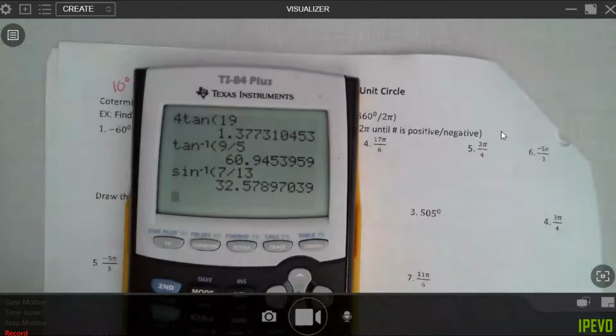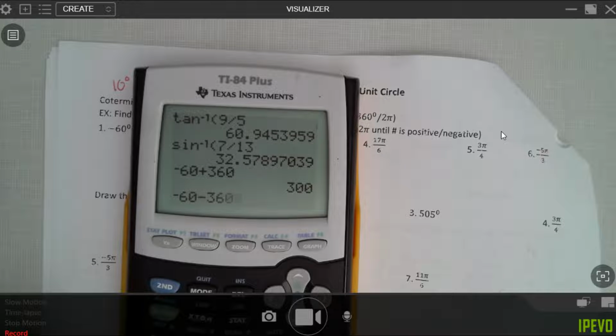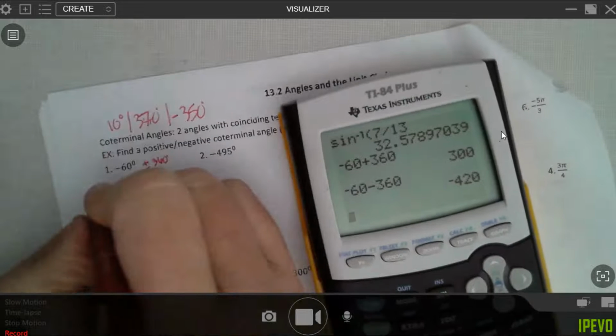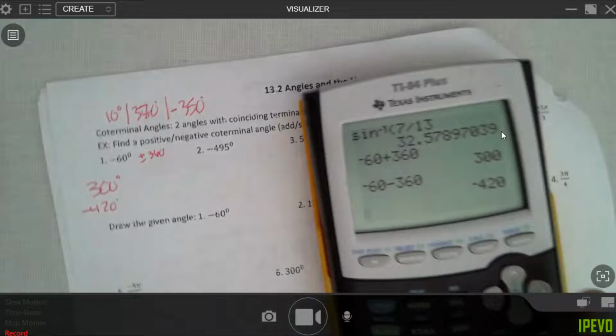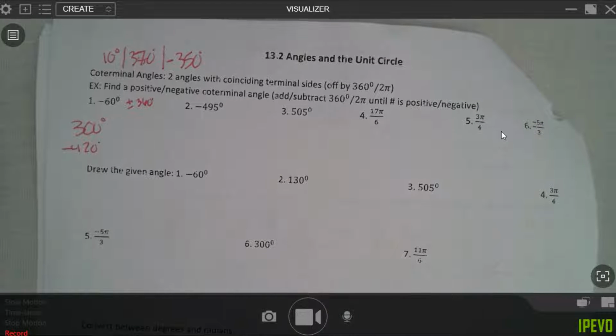So what I mean is I'm going to do negative 60 and I'm going to add 360 to it, and then I'm going to subtract 360 from it. So those are your two answers you're going to write down there. So you're going to say 300 degrees and negative 420 degrees. So go ahead and pause the video and try 2 and 4 on your own, and then come back and see if you get it right.